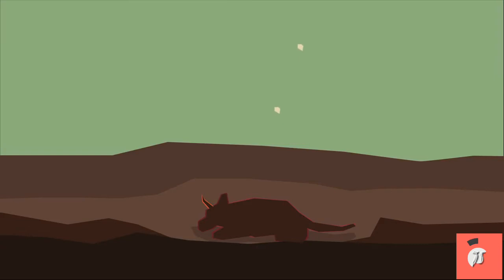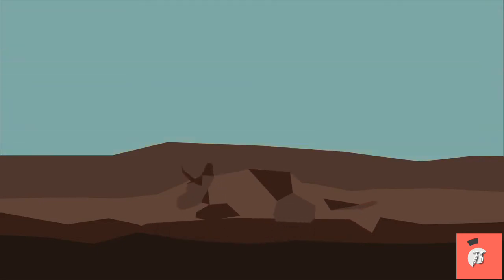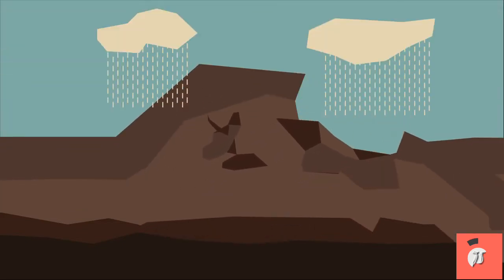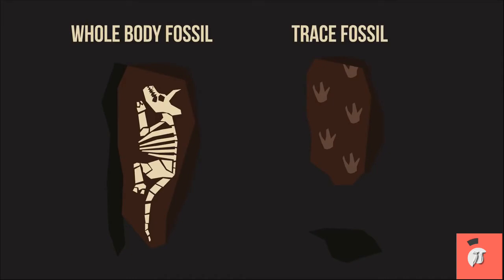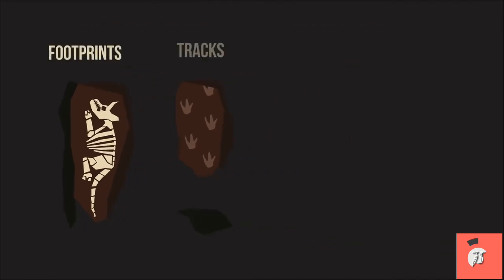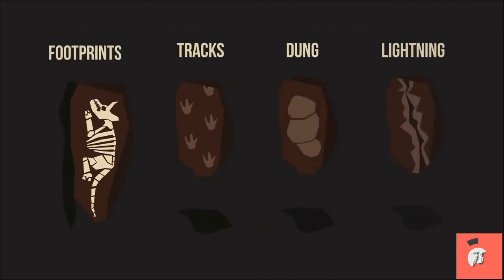Eventually, the pressure exerted on the lower layers of sediment is sufficient to turn it into rock. Millions of years later, this rock may rise to the Earth's surface, where erosion and earthquakes eventually expose the fossil. While whole body fossils can be created in this way, so can trace fossils. Trace fossils are the fossilized remains of things animals or plants have left behind. This includes footprints, tracks, dung, and even lightning strikes.